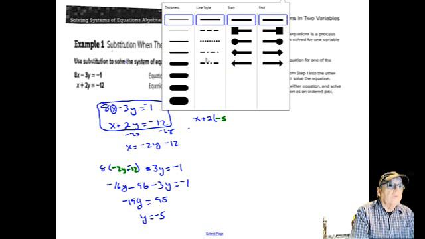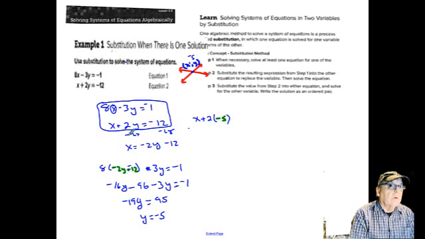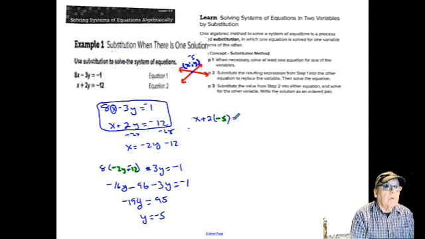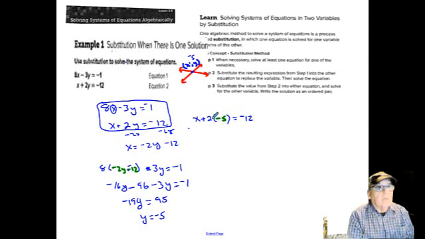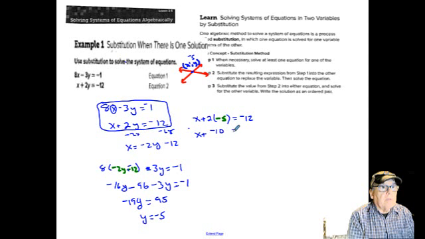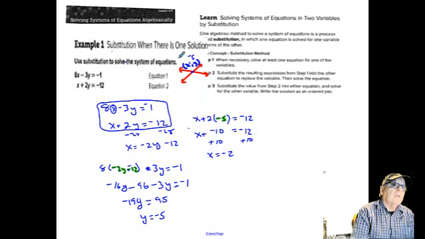and that's going to equal negative 12. So 2 times negative 5 is negative 10. x plus negative 10 equals negative 12. Add 10 to both sides. x equals negative 2. So negative 2.